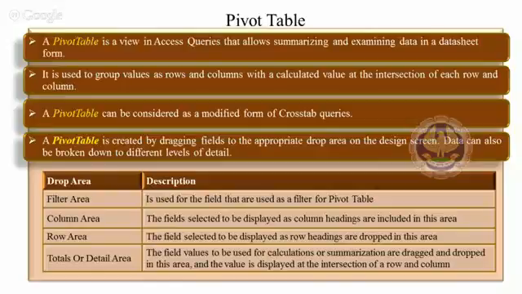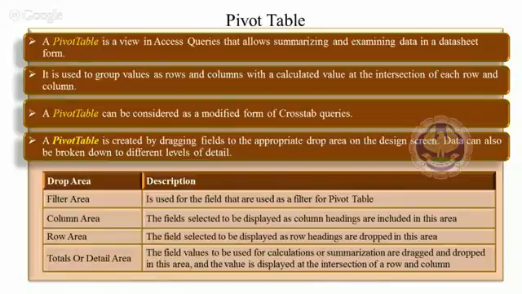Now when we look at the pivot table, we know we have four drop areas that we need to tell them about. First is the topmost filter area, which is used for the fields that act as a filter for the entire table. Next we have the column area, in which the fields selected to be displayed as column headings are included. When you click on the column area and pick, say, months, then I have further options I can choose from.